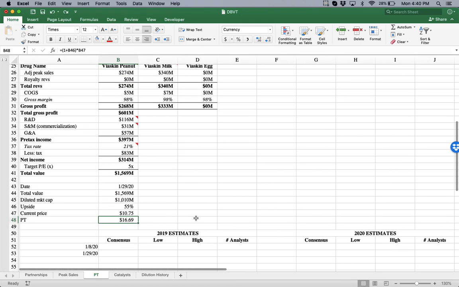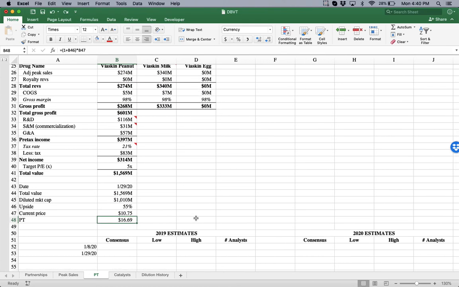Again, if you're way below or way above, it doesn't necessarily mean it's wrong. You just need to have a reason for why your price target is what it is. So, that's it. That's how you value a biotech company.